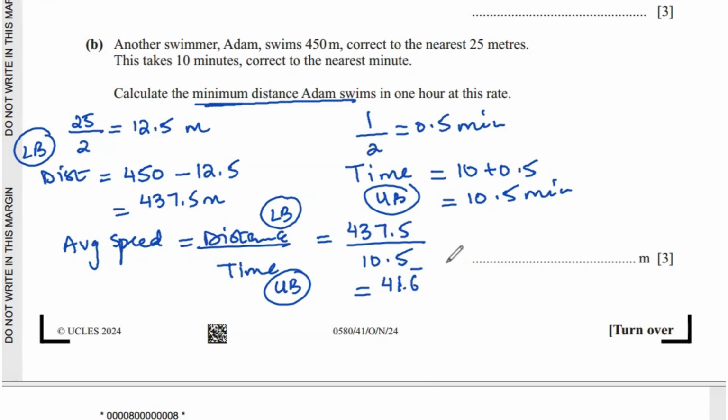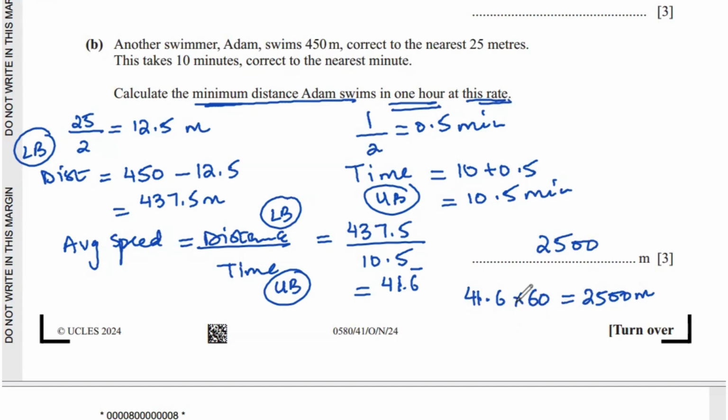Now to find the distance in 1 hour, because that is what they want, because the same rate is being applied, hence we're going to use this value, and we're going to times this value by 60, because 1 hour has 60 minutes. So that gives us 2,500 meters as the minimum distance Adam swims in 1 hour at this rate.